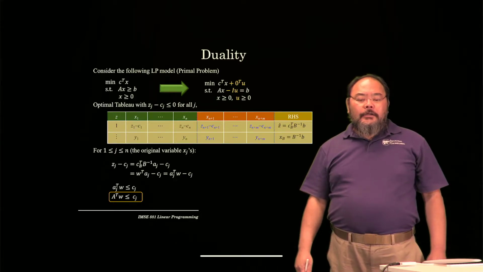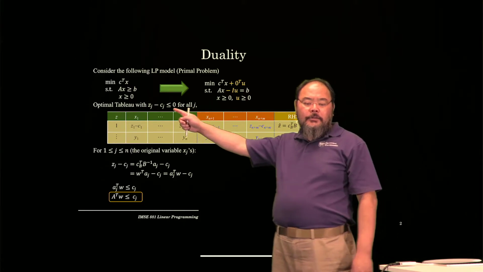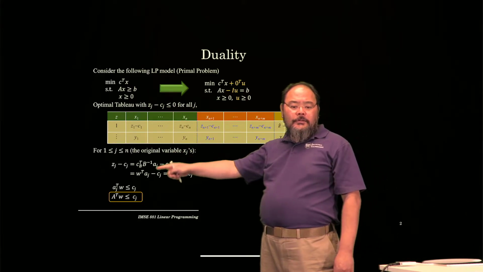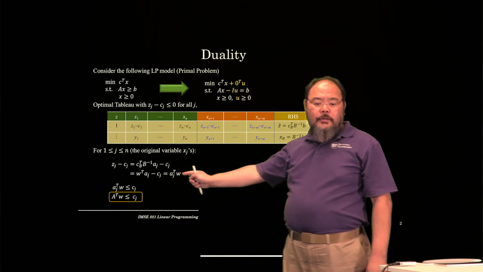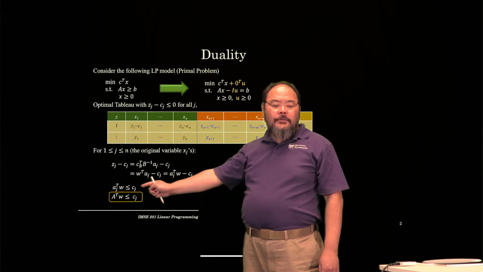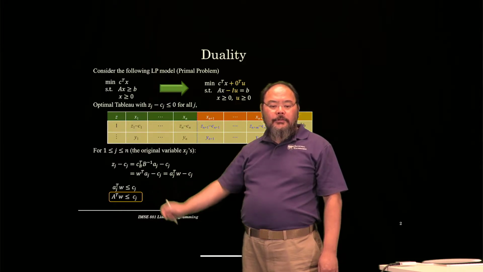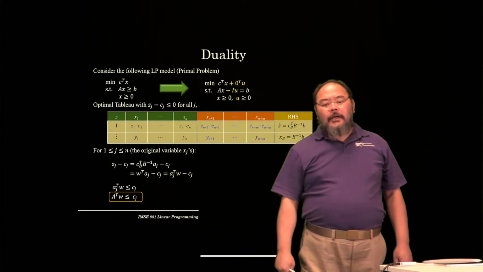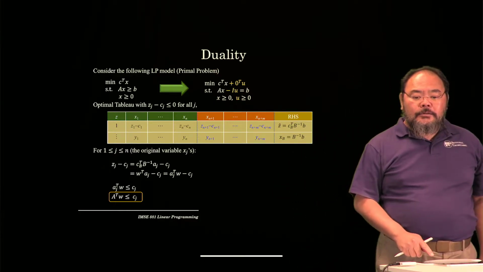Since zj minus cj is less than or equal to 0, therefore this part is also less than or equal to 0. So the conclusion is that aj transpose times omega is less than or equal to cj. Putting it back to the matrix form, A transpose times omega is less than or equal to c.